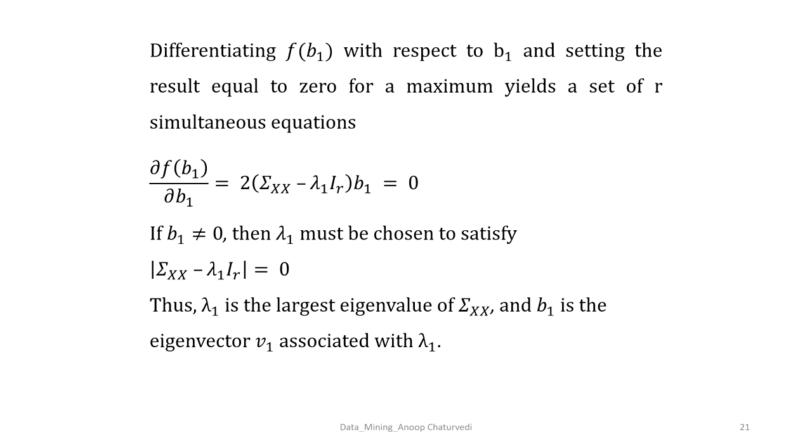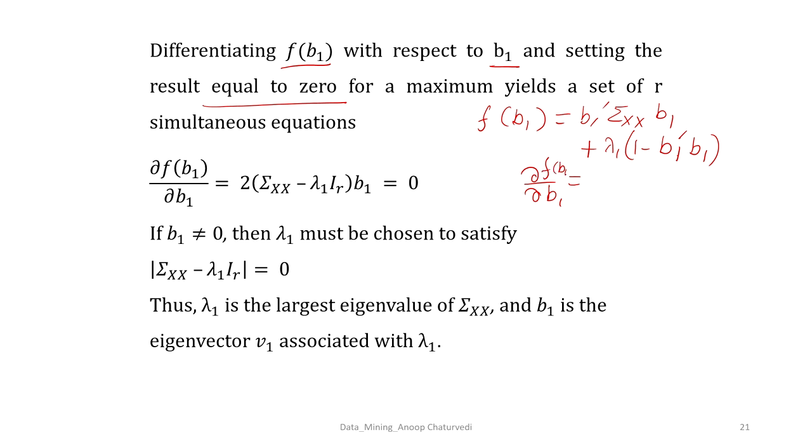Then we differentiate f(b1) with respect to b1, and then we set the differential coefficient equal to 0 for a maximum. So, f(b1) is equal to b1 transpose sigma xx b1 minus lambda 1 b1. We differentiate it with respect to b1, we get twice sigma xx b1 minus twice lambda 1 b1.